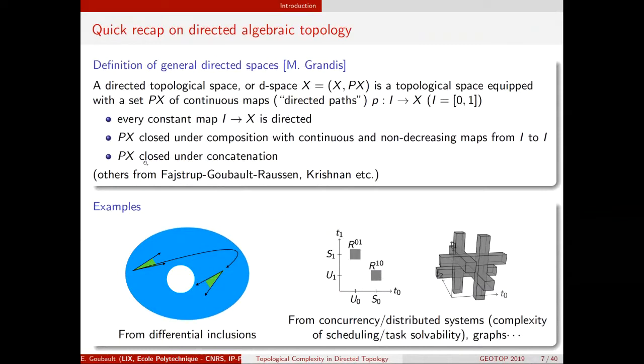You want it to be closed under concatenation, of course, and you also want it to be closed under composition with reparameterization, so continuous and non-decreasing maps from the unit interval to the unit interval. Those are the very basic axioms you might want to enforce to get good enough directed spaces. The pictures I won't explain today are particular directed paths which come from concurrency theory and which you can study.